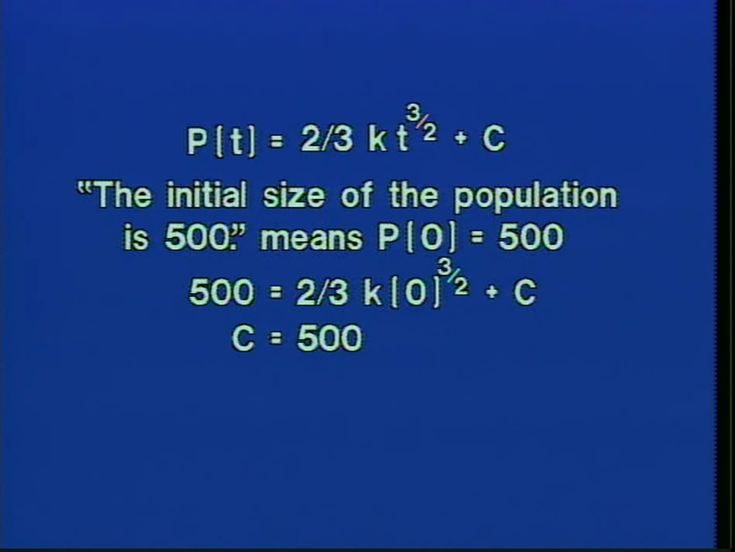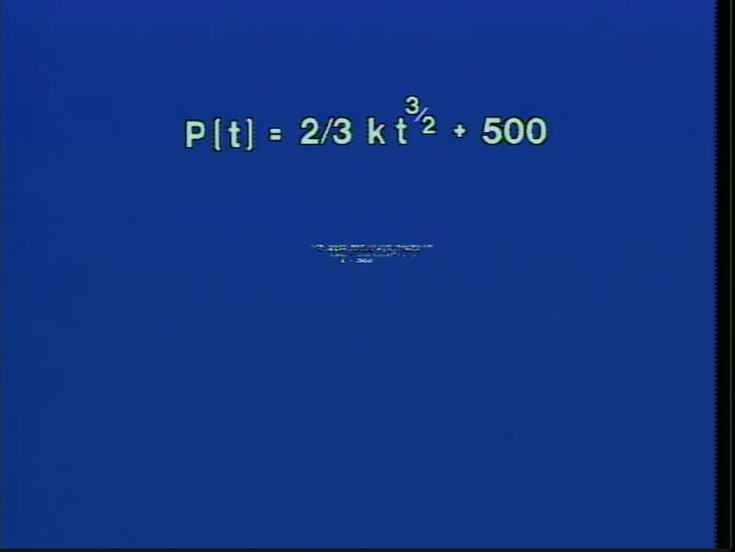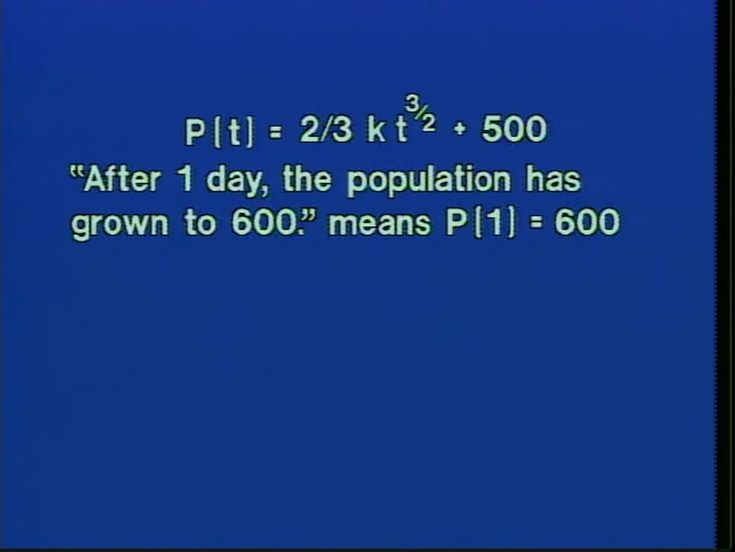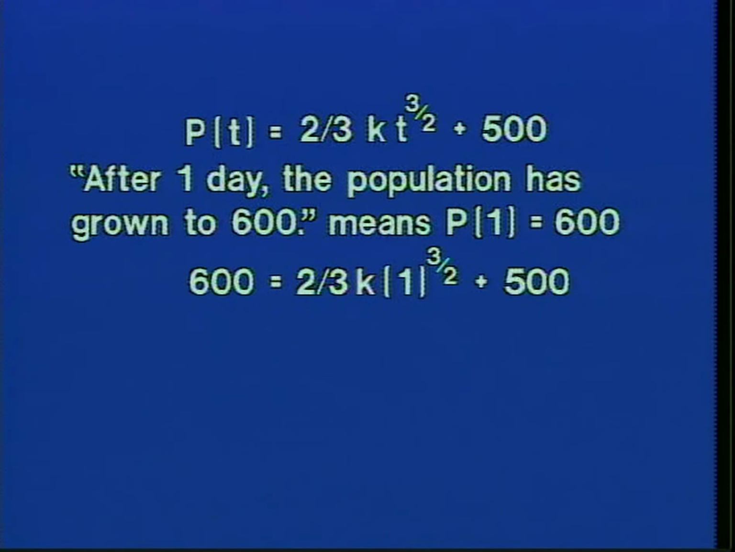Now we can rewrite our equation so that we replace C with 500. And now we'd like to find the value of k. And we can do that from another statement in the problem which said after 1 day the population has grown to 600. Well, that means that P of 1 is 600. When t is replaced with 1, the value of the expression is 600. So we can write then that 600 is 2/3 k times 1 to the 3/2 power. And now we'll solve this for k.